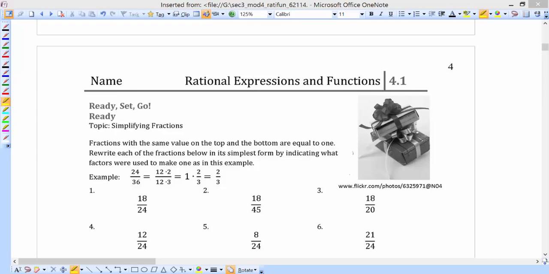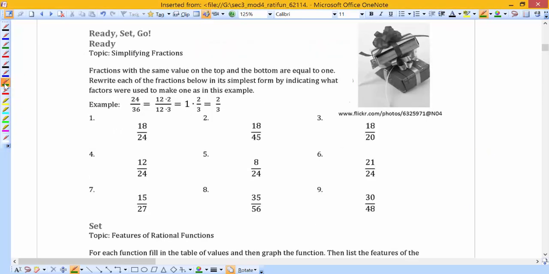4.1 RSG. The ready is relatively simple. I don't want to spend a whole lot of time on the ready here for you. And it's review. So let's just give a brief summary of what you're supposed to be doing here.